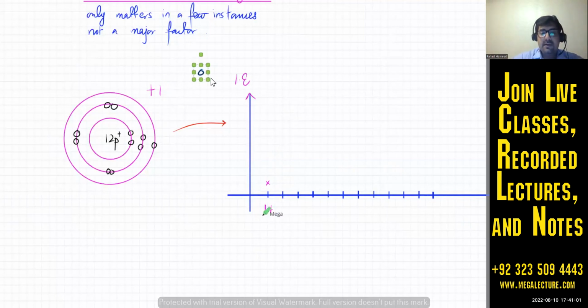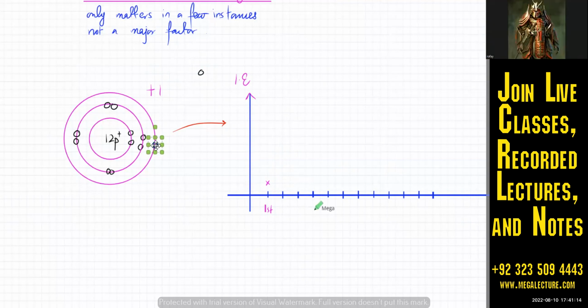Okay, it's now turned into an ion. So the first electron, I've removed it. I said now I'm going to focus on removing the second electron. This one. Easy or difficult? Difficult. Why?